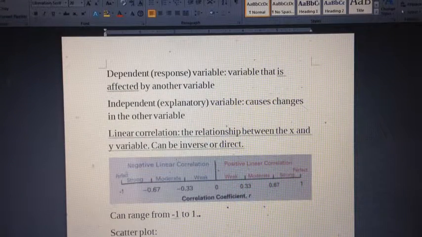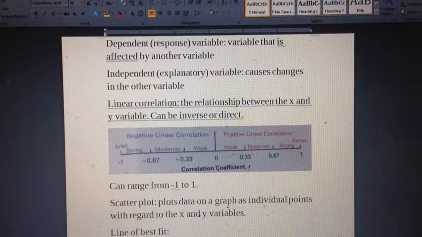The next vocabulary word is the scatterplot. A scatterplot is a graph that plots the data as individual points with regards to the x and y variables. The next vocabulary word is the line of best fit. The line of best fit is an imaginary line that you can draw in between the points on a scatterplot. This will give you an approximation of where the mean points will be.